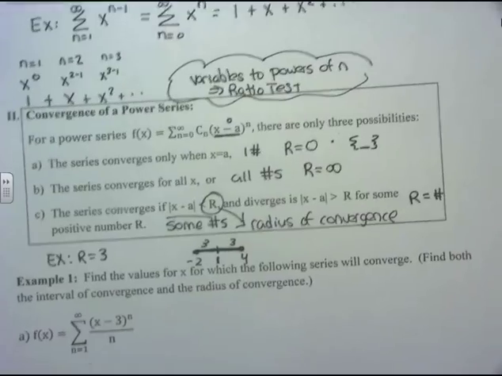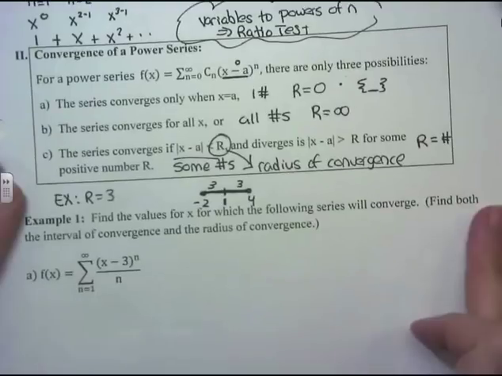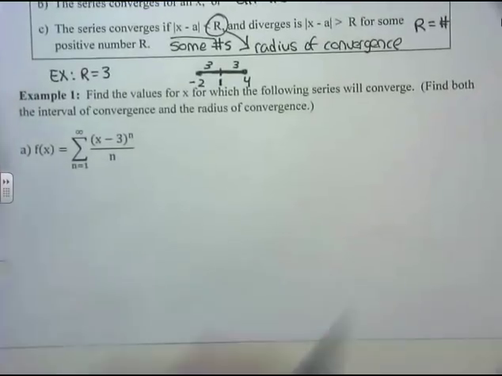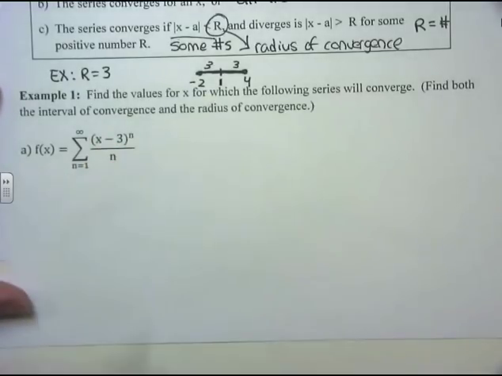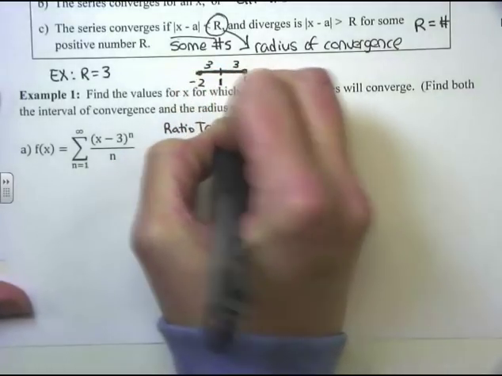Here's our first example. We want to find the values for x for which the following series will converge. Find both the interval of convergence and the radius of convergence. The series they give me is a series going from 1 up to infinity of (x minus 3)^n divided by n. They want to know, where does this converge? So again, I'll mention I do have a variable being raised to powers of n, so I'm already thinking about using our ratio test to talk about where does this converge.